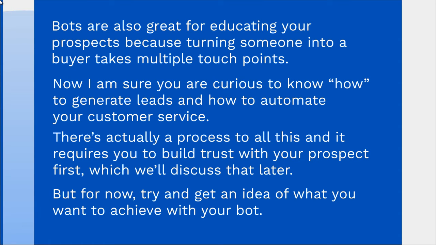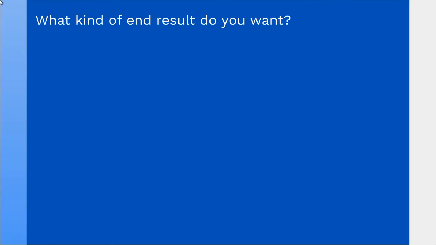But for now, try to get an idea of what you want to achieve with your bot, and what kind of end result you want. What we're doing here is starting with the end result and then moving backwards. It will make more sense in just a minute when we brainstorm and then create the mock-up. Starting with the end result and then figuring out what questions you're going to ask the prospect is much easier than starting with a question and moving towards the end result. By starting with the end result, you actually increase your conversions.